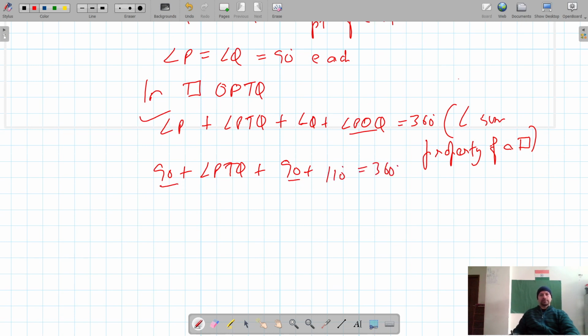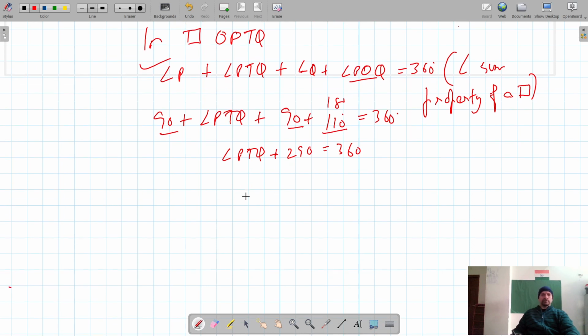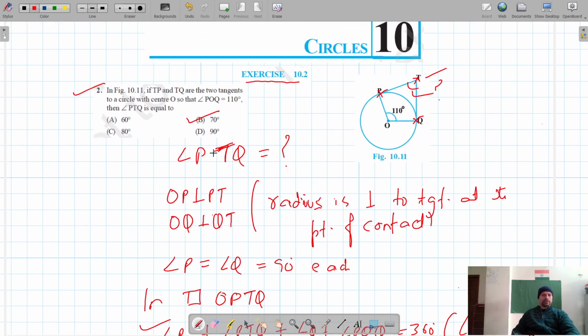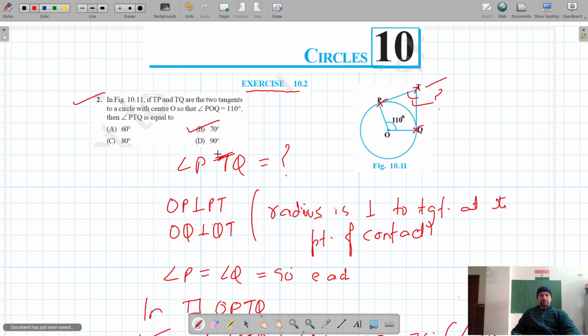90 plus 90 is 180, and 180 plus 110 makes it 290. So our angle PTQ is equal to 360 minus 290, which is 70 degree. So 70 degree is the measure of angle PTQ. So our option is option B. That sums up question number 2. Thank you for watching.